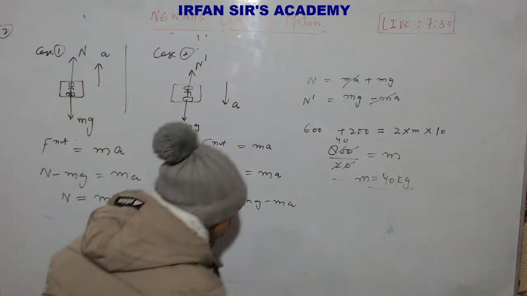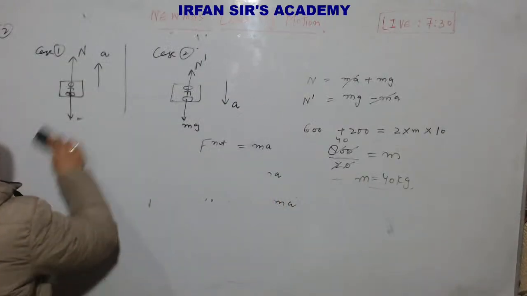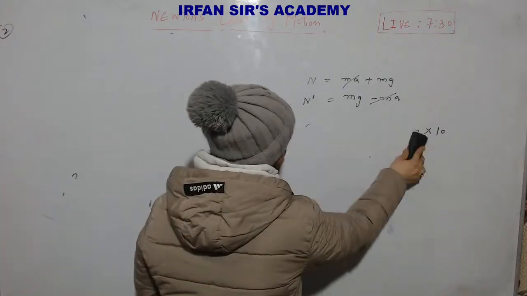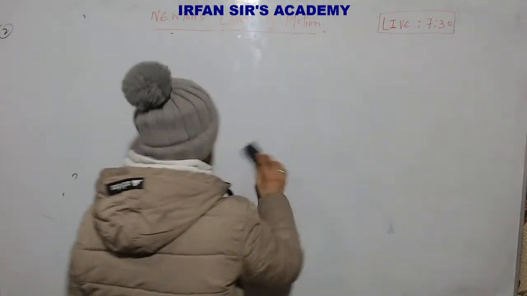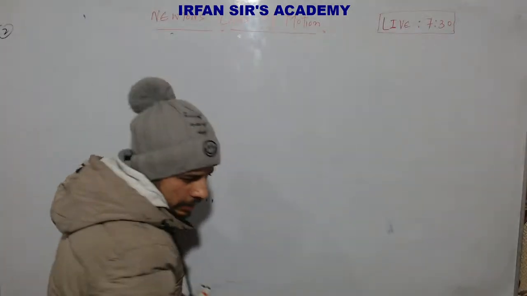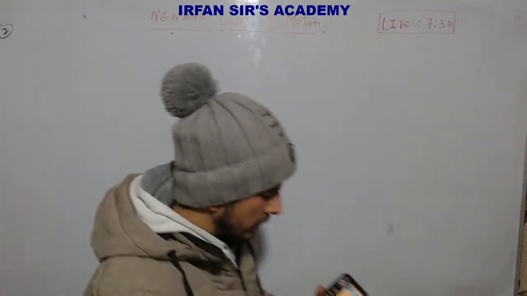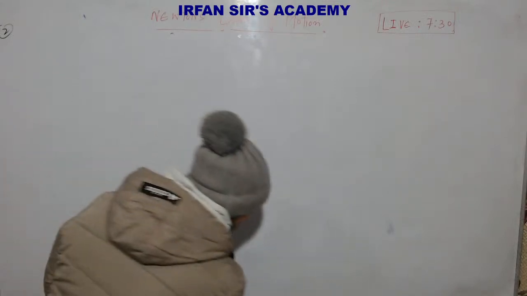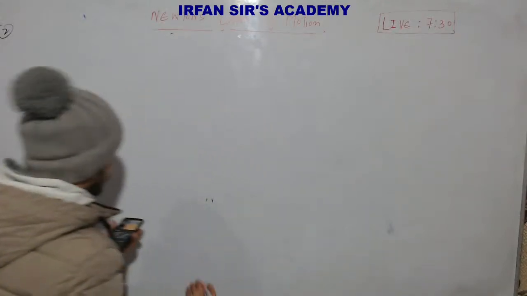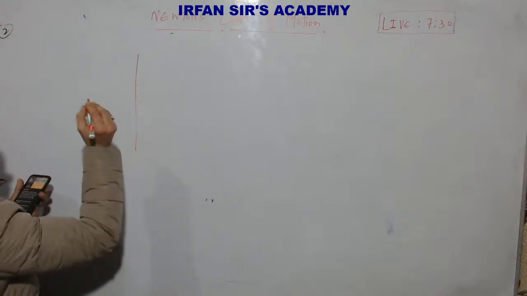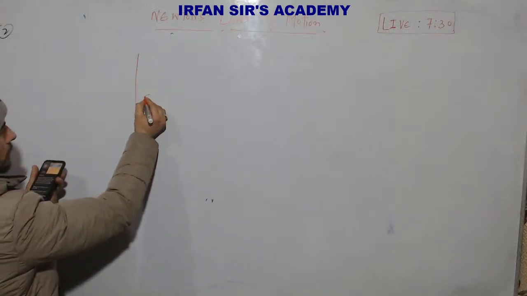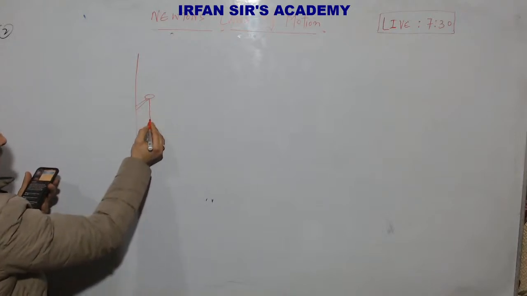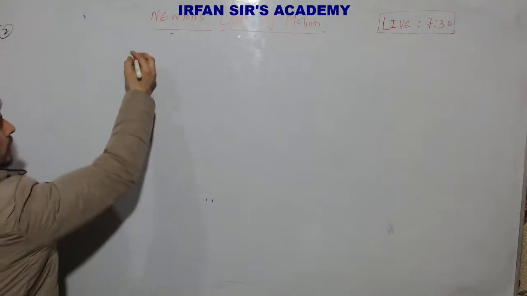What is asked? There is a fireman who wants to slide down a rope. It means there is a rope and there is a fireman. Suppose this is a fireman who wants to go down the rope. This is the rope.